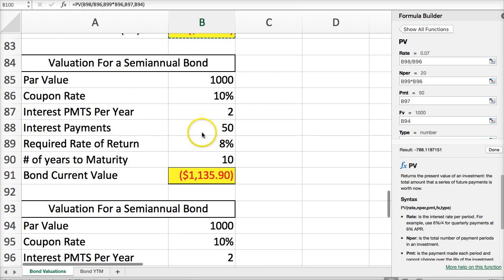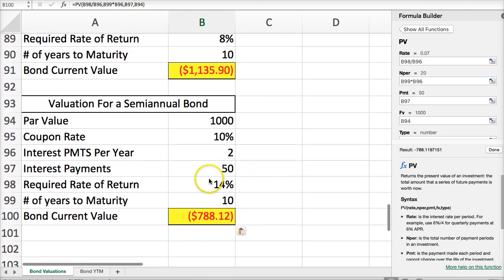So you can see here that this bond's required rate of return is 8% and the coupon rate is 10%, so the current bond value should be at a premium because the bond is yielding higher than the required rate of return. And in this example, where the required rate of return is 14% compared to a coupon of 10%, we'd expect the bond to be selling at a discount to make up the differential between what's required and what the bond is producing.